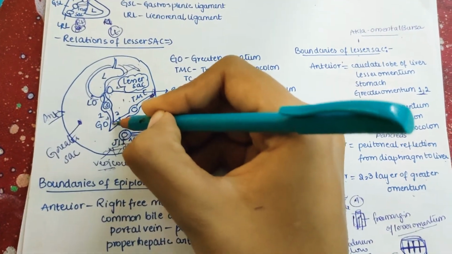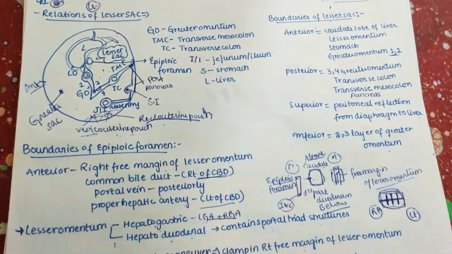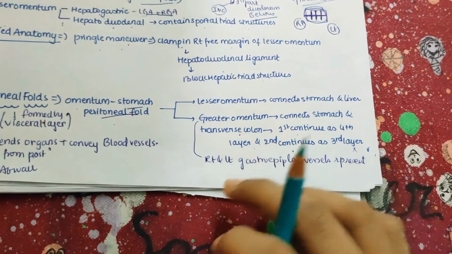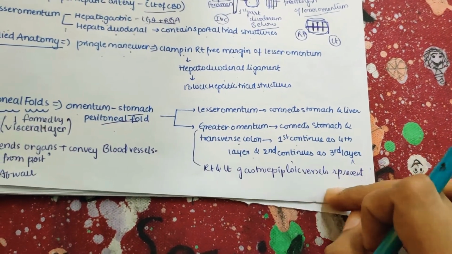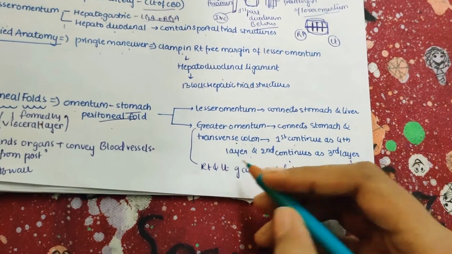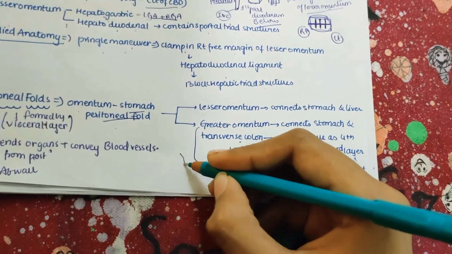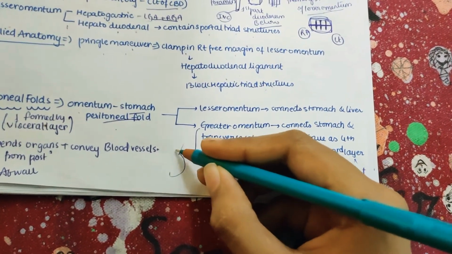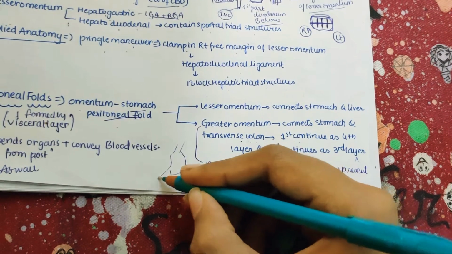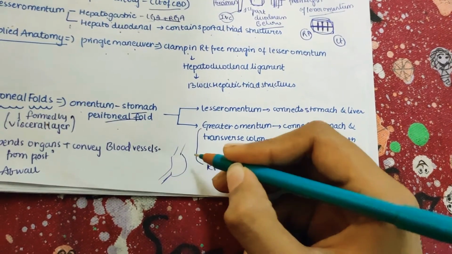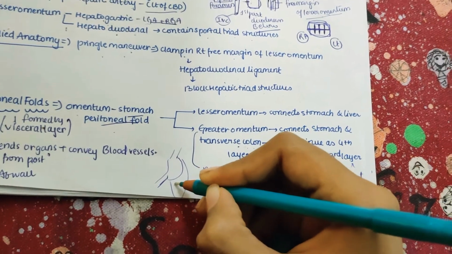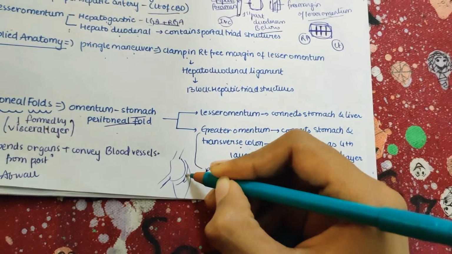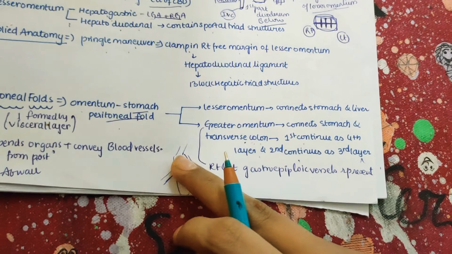This is the second layer, which is continuous with the third layer. Okay, so that is what we are saying here. And remember that the right and left gastroepiploic vessels are present in the greater omentum. They actually anastomose. For example, here you have your stomach like this. Okay, and this is the greater omentum. So here you will get the right and left gastroepiploic arteries and they anastomose here like this.